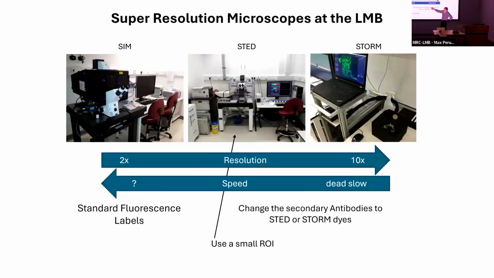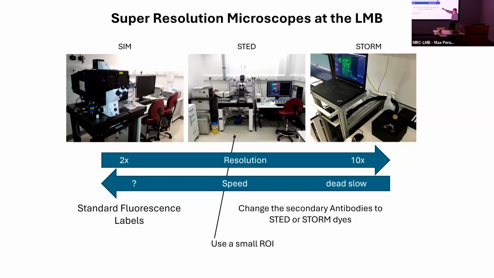In this case, the SIM one, this is structured illumination. We basically use an illumination pattern that can get you a twofold increase in resolution. This one does the imaging single molecule by single molecule, and that can get you maybe a 10-fold increase in resolution, so down to 50 to 20 nanometers. That's highly dependent on having sufficient labeling density. If you've got sparse labeling, it's not really a resolved image. STED is somewhere between the two.